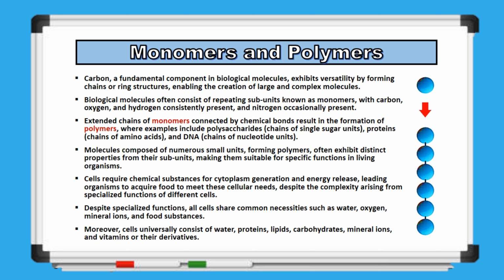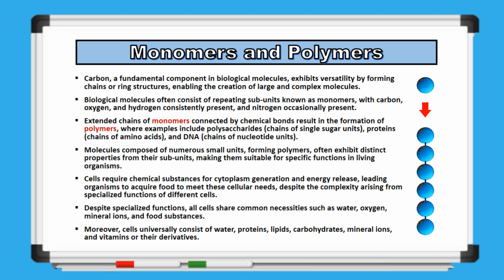Carbon is a very important element found in living things. It is special because it can form long chains or ring shapes. This helps create big and complex molecules in our bodies. Most large molecules in living organisms are built from smaller, repeating parts called monomers. These monomers usually contain carbon, oxygen, and hydrogen, and sometimes nitrogen too.